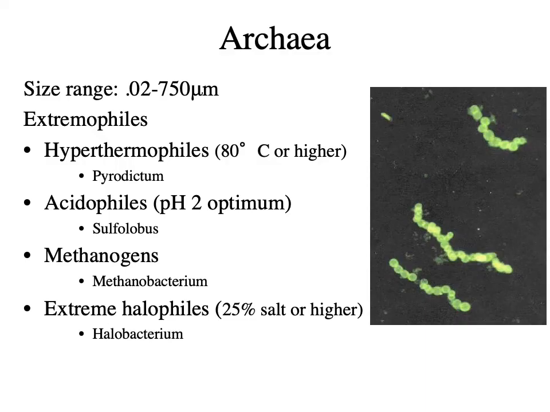So let's talk about those extremophiles again. The hyperthermophiles like to be in really hot environments. Acidophiles, again, like to live in acidic environments. pH 2 is optimum. Methanogens we talked about with the cows. Extreme halophiles, remember, are those that like to be in very high salt solutions, 25% salt or higher.